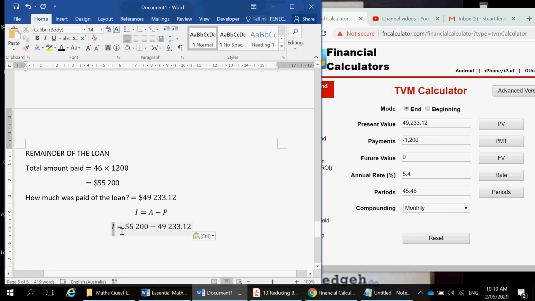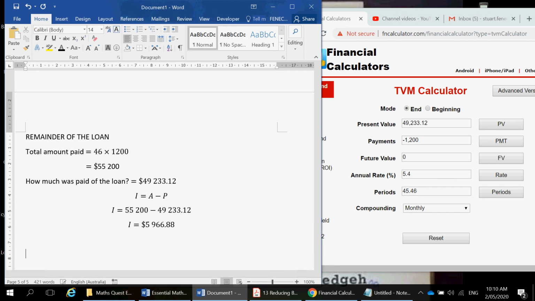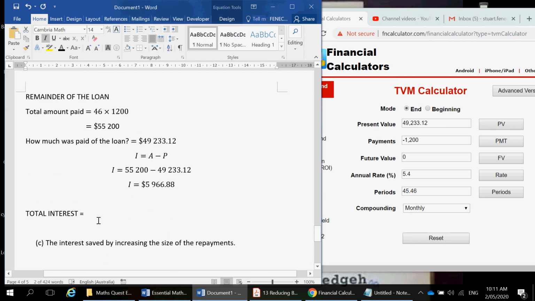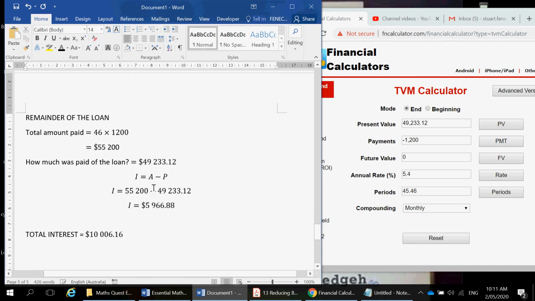And so the interest will be, put that in a calculator. So we go 55,200, subtract 49,233.12, and you'll get 5,966.88. Now, remember, we calculated the interest for the first part of the loan and the second part of the loan. We need to add the interest for the first 3 years to the remainder of the interest to work out the total interest. So that was the interest for the first 3 years. And this was the interest for the remainder of the loan.